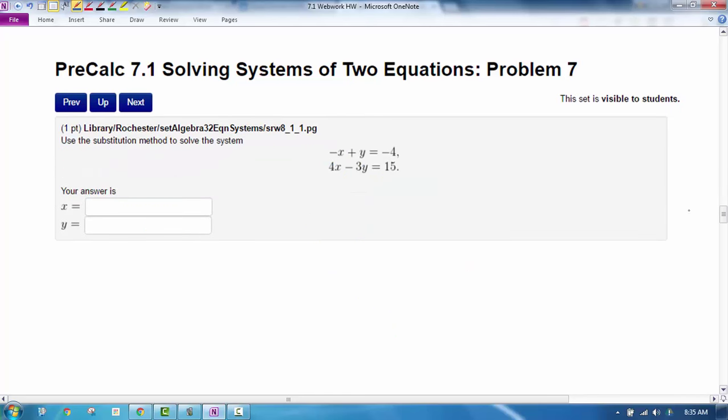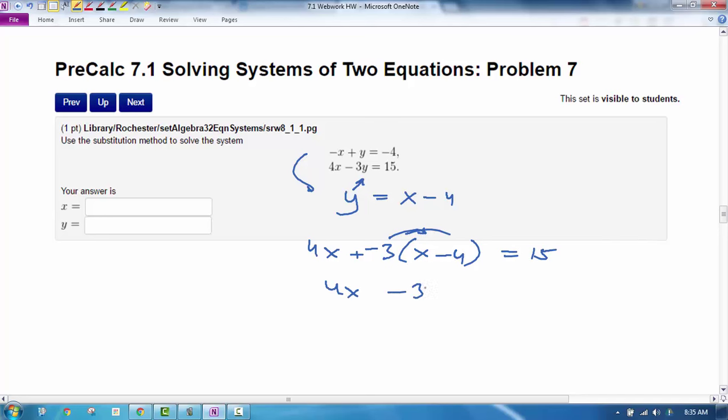This next one wants to use substitution. So if you remember, I can take the first equation and solve it for y, for example, and I get x minus 4. And I could sub that in right here, which gives me 4x minus 3 times this equation, x minus 4 equals 15. So then I can distribute this. I get 4x minus 3x plus 12 equals 15. Subtract 12 from both sides. That leaves me with a 3 here and 1x on this side. So x equals 3. I can then plug that back in up here and get y equals -1. So those should be my answers for x and y.